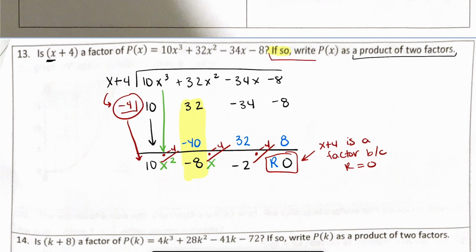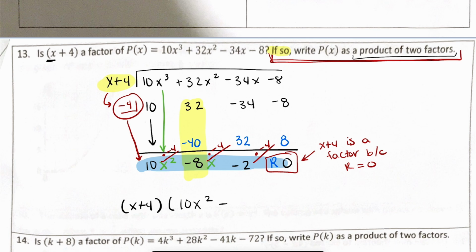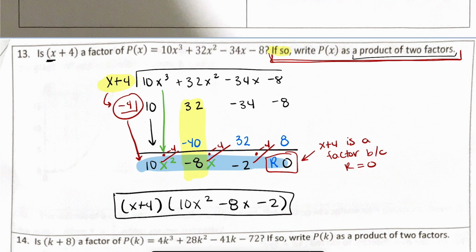So now, don't forget the last step, we have to write it as a product of two factors. So what does that mean? First, we take our divisor, which is x plus 4, and we get the quotient, which is 10x squared minus 8x minus 2. And this would be your solution. Okay. If you have any questions, please let me know.